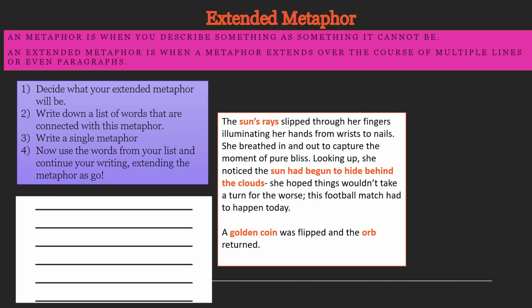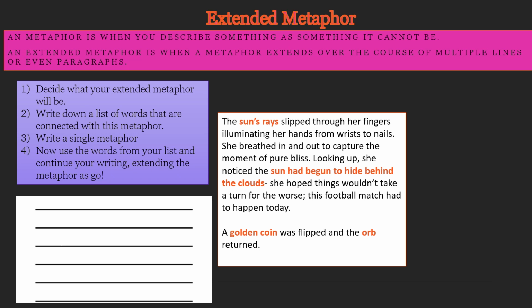An example that I've included here on this slide is the sun's rays slipped through her fingers, illuminating her hands from wrist to nails. She breathed in and out to capture the moment of pure bliss. Looking up, she noticed the sun had begun to hide behind the cloud. She hoped things wouldn't take a turn for the worse. This football match had to happen today. A golden coin was flipped and the orb returned.